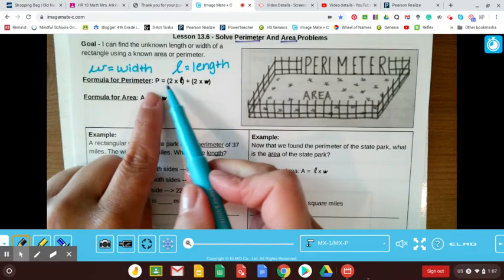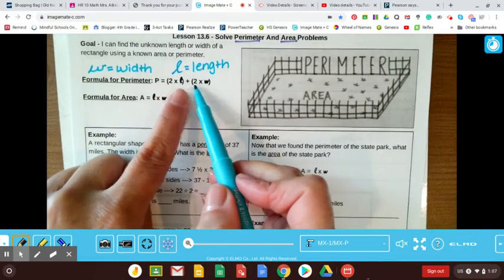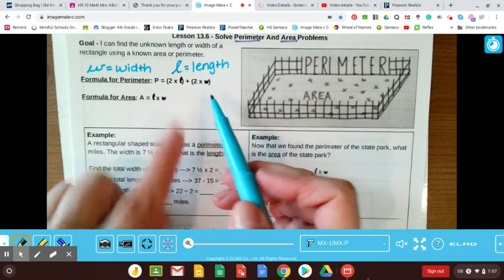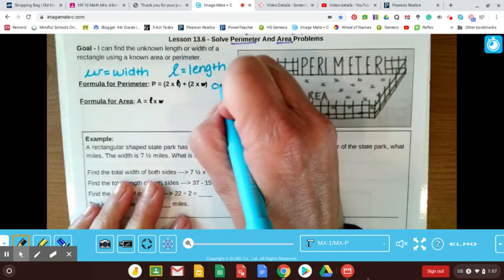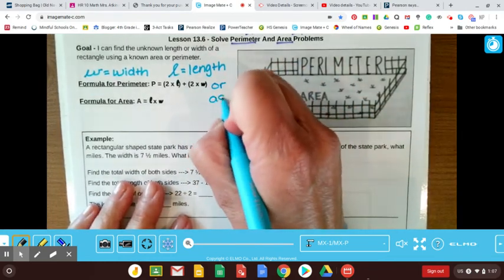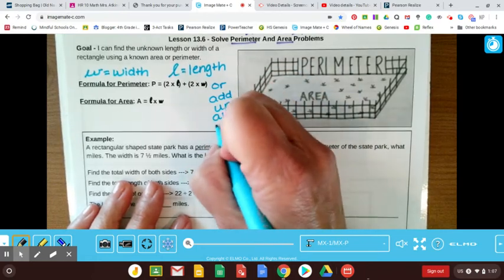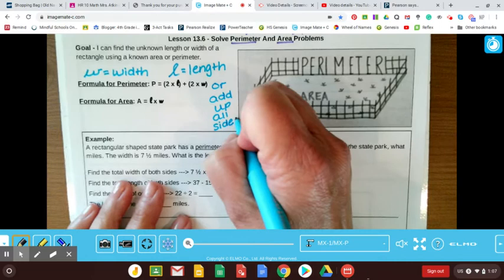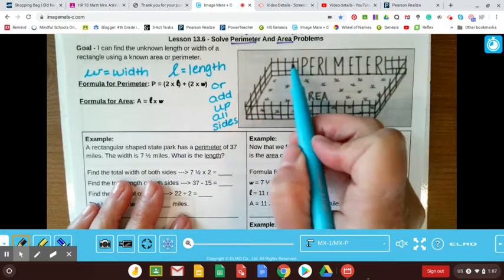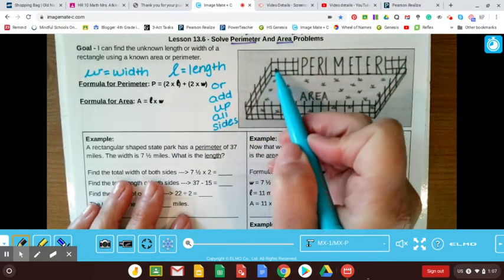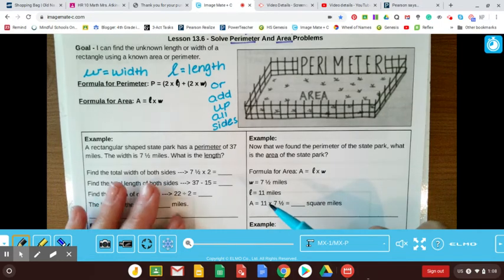Okay, so perimeter's formula is 2 times the length plus 2 times the width. Or, as I learned it in school, you just add up all the sides. So you would just go around the outside. So this plus this plus this plus this, and that would give you perimeter.